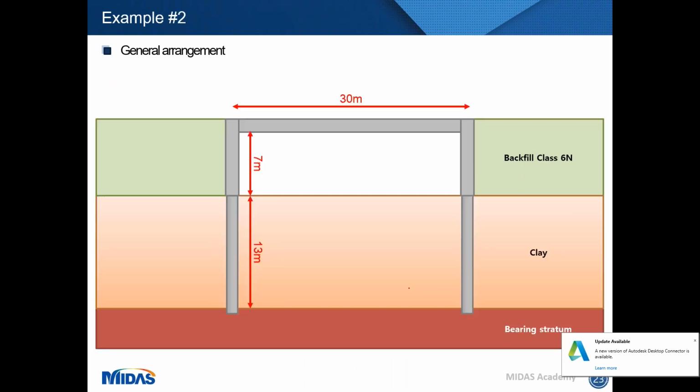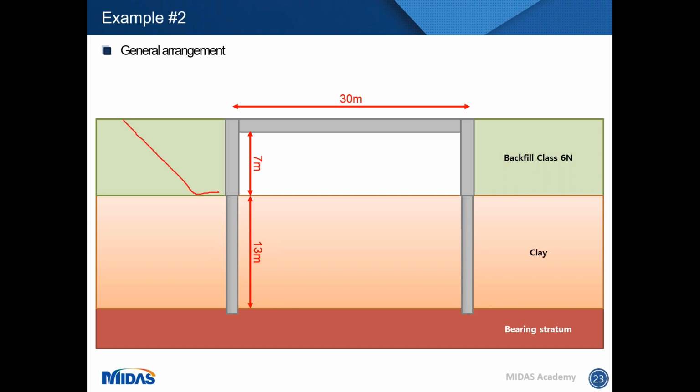Now I'm going to jump to another example, which is a little bit more complex, which is this one shown on the screen. In this case, we have a full height abutment wall, 7 meters high, much higher than the previous case. We have a granular material on the backfill, class 6N. Just for simplicity, I'm assuming that's a constant thickness layer. Obviously, in reality, that's going to look something like that, but for our analysis, I'm going to ignore that.